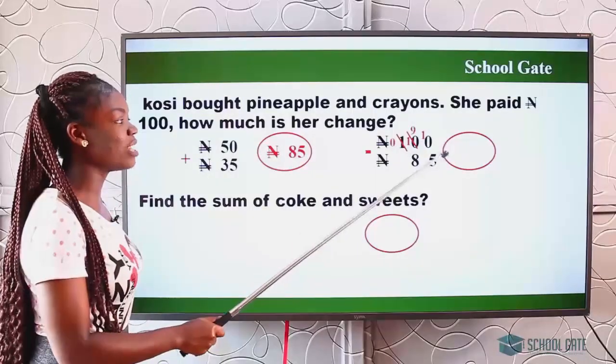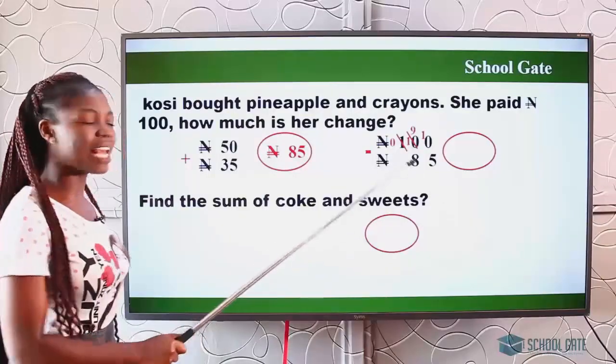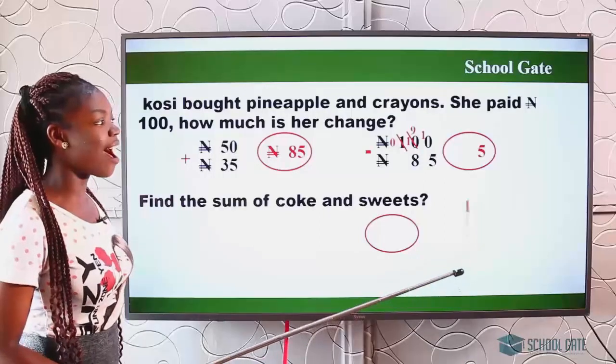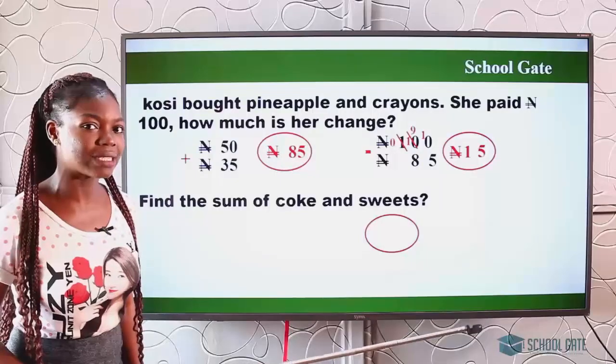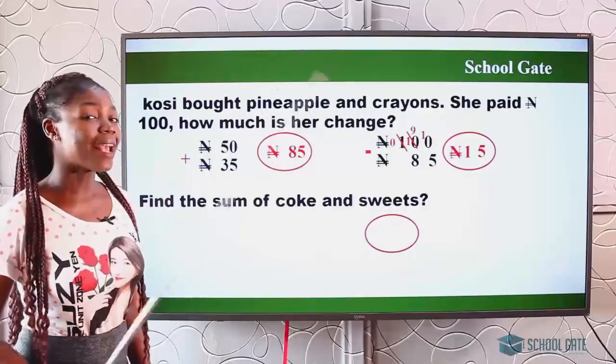So, now 10 minus 5 is what? 5. Very good. And then 9 minus 8 is what? 1. So what do you have as your answer? 15 naira. So how much change will Kosi collect now? 15 naira. Are you following, kids?